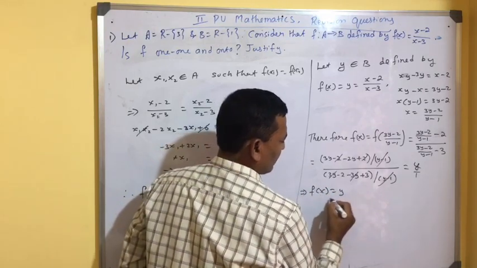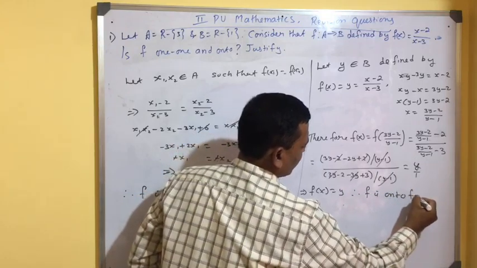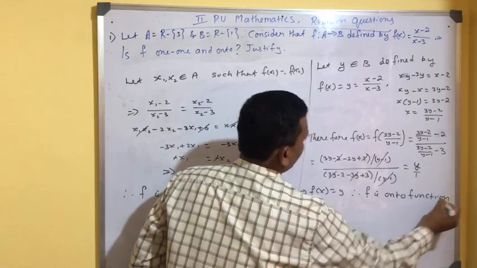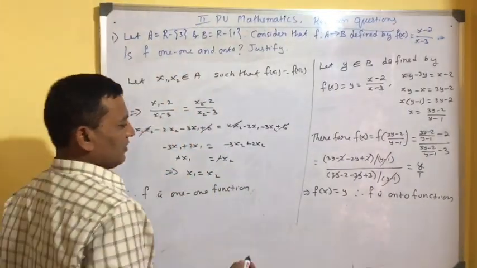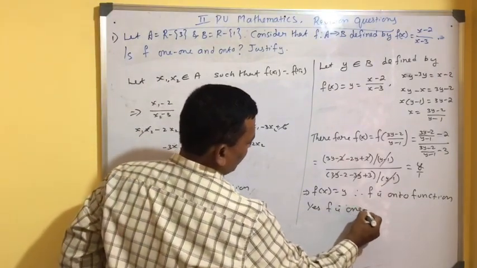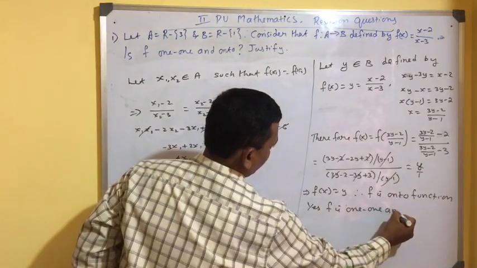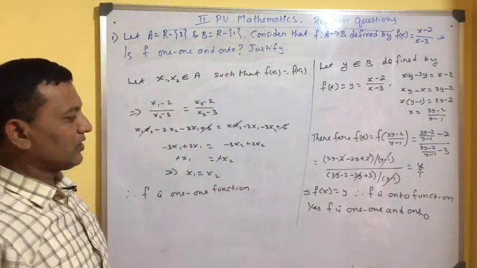So hence we have f is an onto function. So now we got the answer for the question. f is 1-1 and onto. Now we can conclude f is 1-1 and onto. Okay, we have completed our justification.